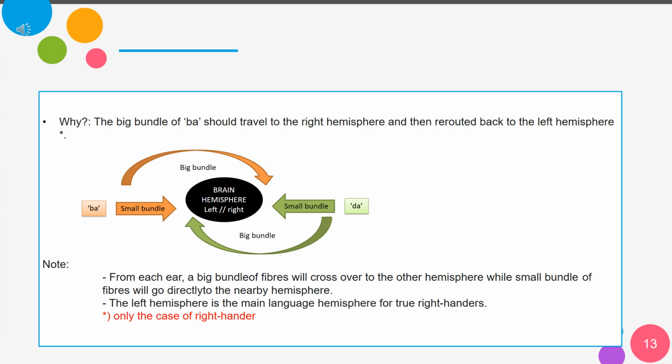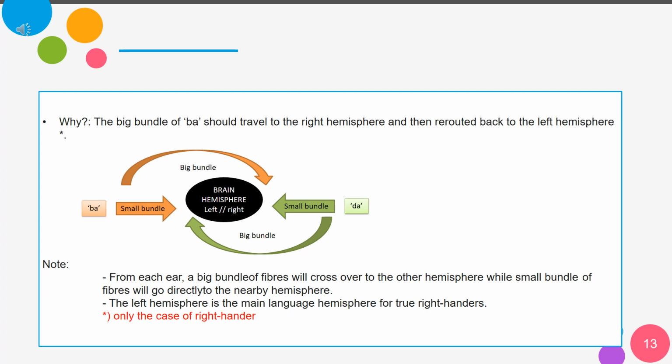And now I will explain to you the reason why the word da was perceived more strongly or dominantly. Some notes state that from each ear, a big bundle of fibers will cross over to the other hemisphere, while a small bundle of fibers will go directly to the nearby hemisphere. The left hemisphere is the main language hemisphere for true right-handers. So when the two sounds were presented simultaneously to both ears, those two bundles will work together.